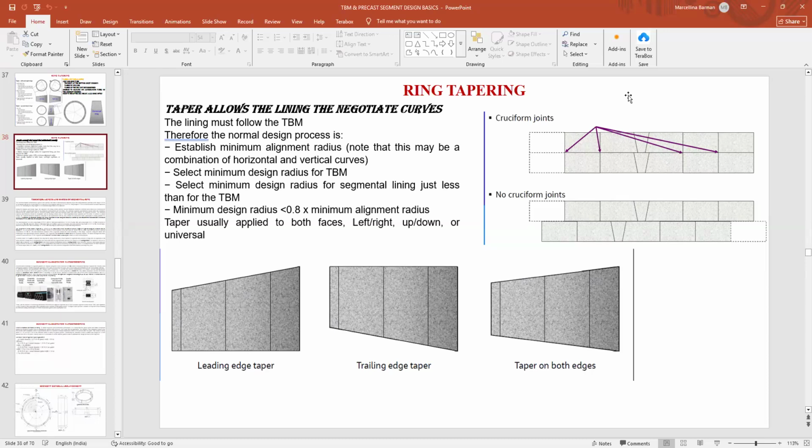So here you can see there are two figures. The bottom one has no cruciform joint, so this is the perfect arrangement, and above is the cruciform joint. If there is stepping and leaping, you need to check the extent of the stepping and leaping, and you have to instruct the contractor to develop a methodology for the repairing of the segment.